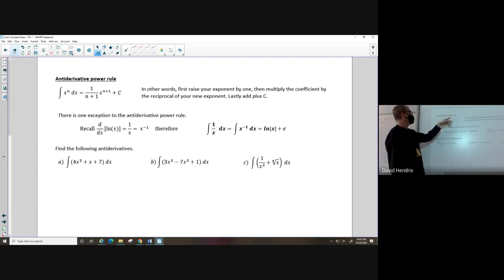When you take the derivative of it, you should always be able to take the derivative of your answer and get back to what we call the integrand, okay? What's inside that integral function, okay?